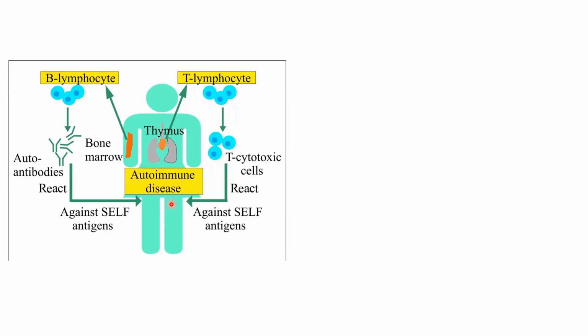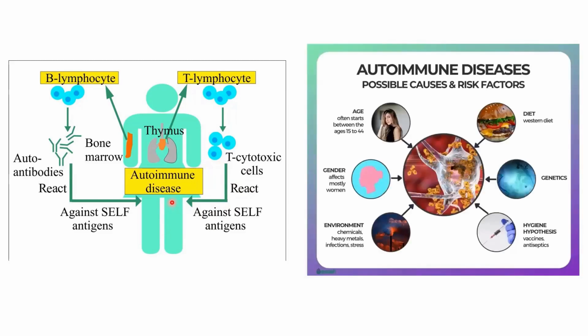So this is called autoimmune disorder or autoimmune disease. And there are certain factors for it. It can possibly be caused by different diet patterns, especially junk food. It can be caused by genetics, maybe transmitted throughout the family. It can be caused by certain vaccines as well, that might trigger the response of the body to self antigens.